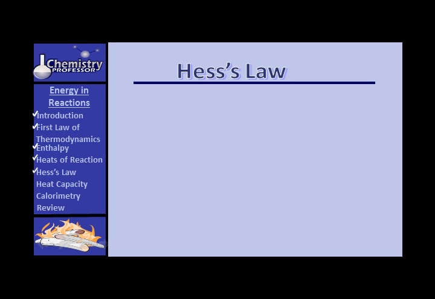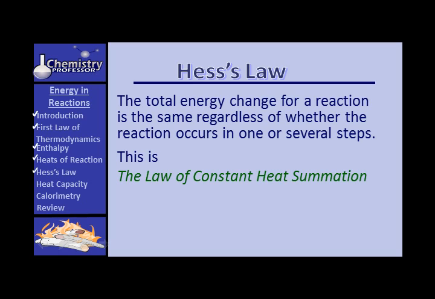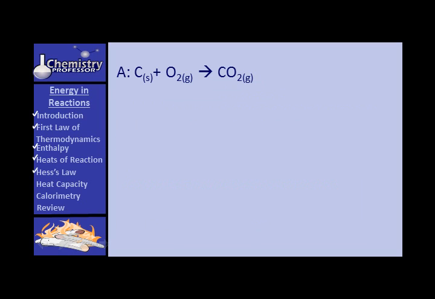Hess's Law. Hess's Law tells us that the total energy change for a reaction is the same, regardless of whether the reaction occurs in one step or in several steps. This is also called the law of constant heat summation, or Hess's law of constant heat summation. Now, for example, we can produce carbon dioxide a number of ways. We can do it by one step, or we can do it by several steps. In any case, the energy will be the same.